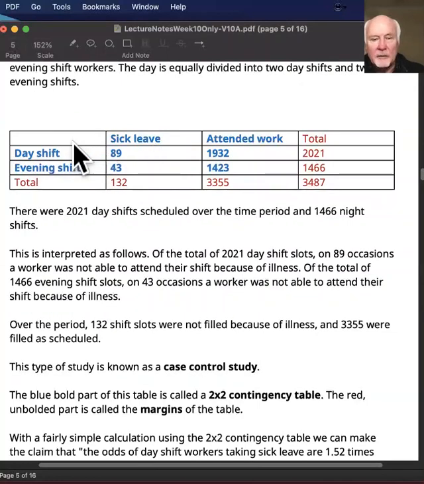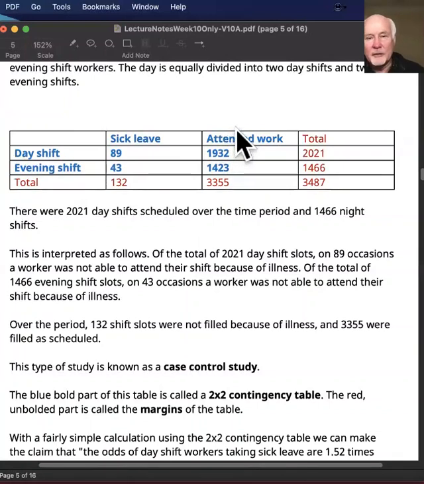Now there's a fairly common practice in terms of how you order things here, which I'm going to stick to. And so that is, when we look at something like this, we have in mind what we call successes and failures. Remember, we use that terminology in proportions when we're talking about proportions. So here, in the independent variable, what we're particularly interested in is the day shifts and sick leave. Okay, so we'll consider day shift to be the intervention, if you like, and evening shift to be the comparison, and then sick leave will be the success. Okay, that's the outcome that we're interested in, and attended work will be the failure.